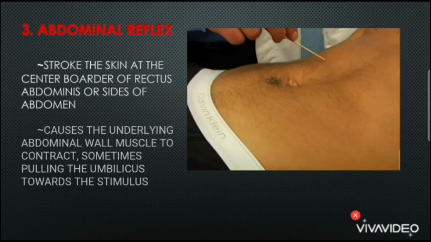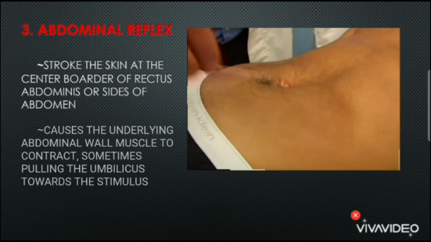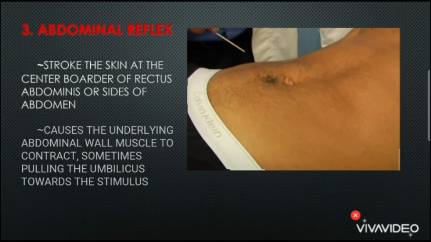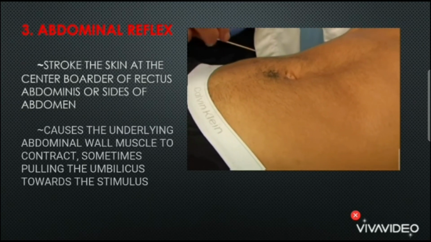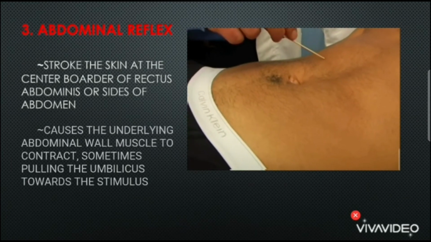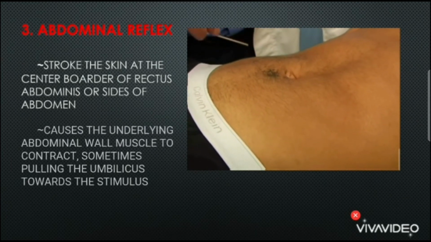Third is abdominal reflex. We have to stroke the skin at the center border of rectus abdominis or sides of rectus abdomen. And as we can see in the video, it causes the underlying abdominal wall muscle to contract, sometimes pulling the umbilicus towards the stimulus.